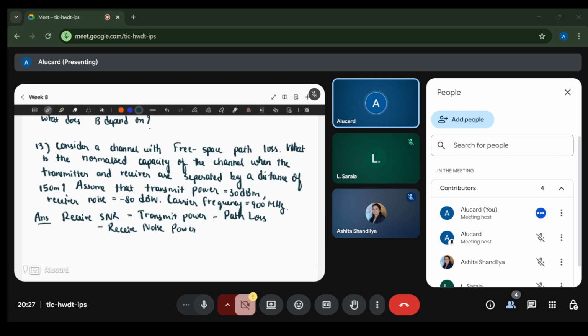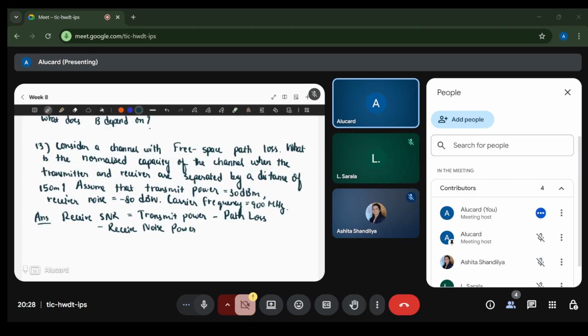It is given that path loss is free space. We have to go back all the way to the first week of the lecture videos and remember what is free space path loss. Given that the transmitter and receiver are separated by 150 meters, the path loss will be inversely proportional to square distance.